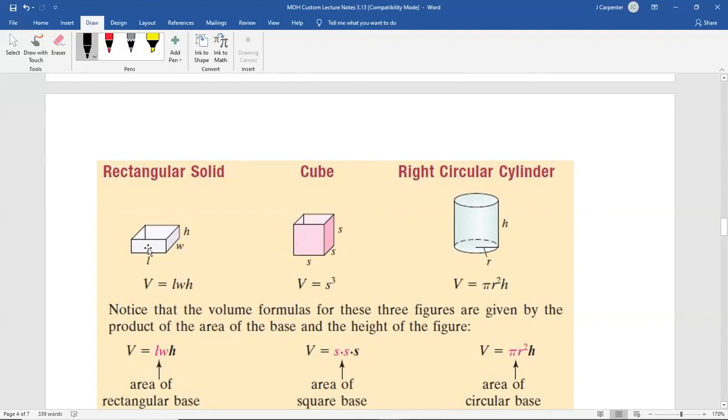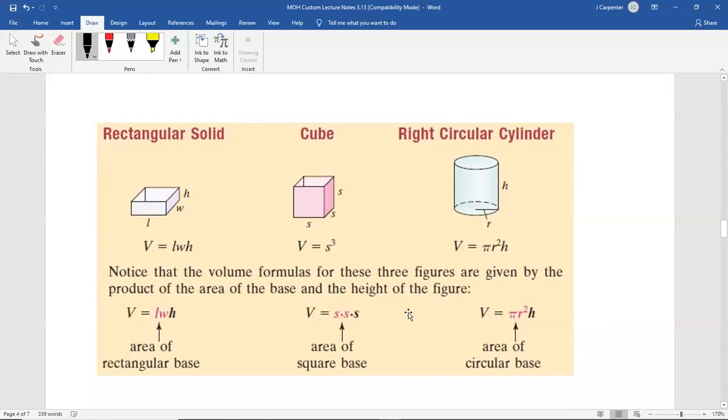This rectangular solid, the bottom is length times width in area, and then you multiply by the height. This bottom is s times s, then you multiply by the height, s cubed. And that's what they're trying to demonstrate here. So again, three formulas that you don't have to memorize, you just have to know how to use. There's a couple more.